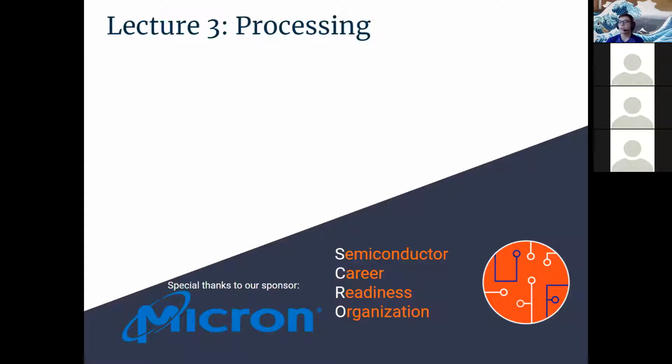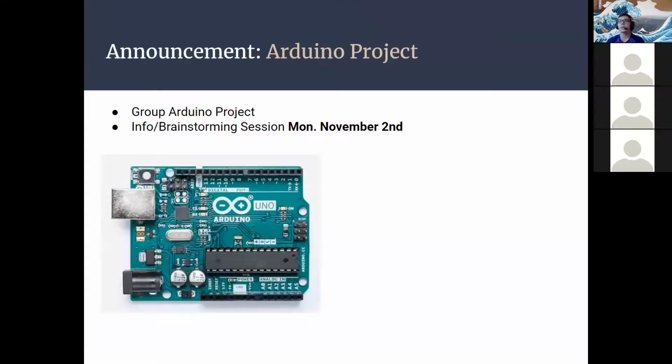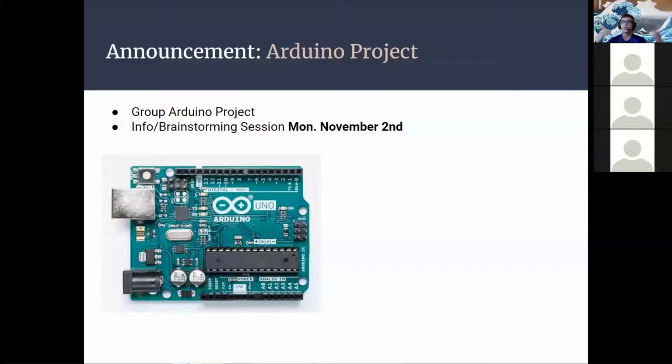So today's lecture is just a general overview on processing. But before we really get into that, we do have an announcement. Next Monday, November 2nd, is usually our off week for lectures, but instead we're going to be talking about an Arduino project that the executive board has been working on.